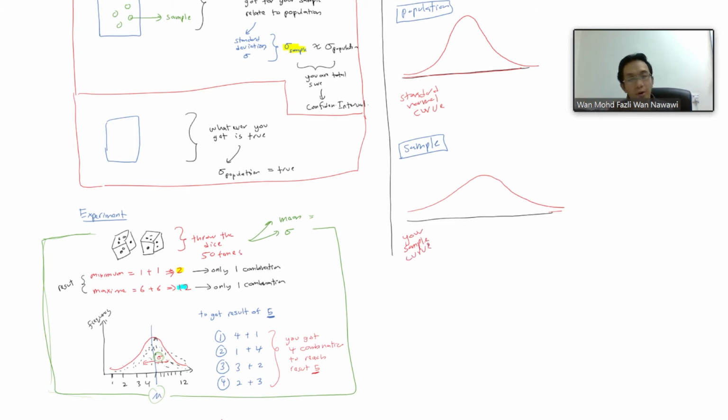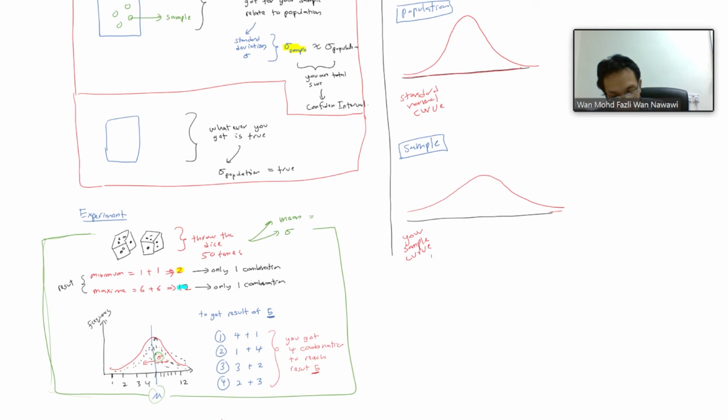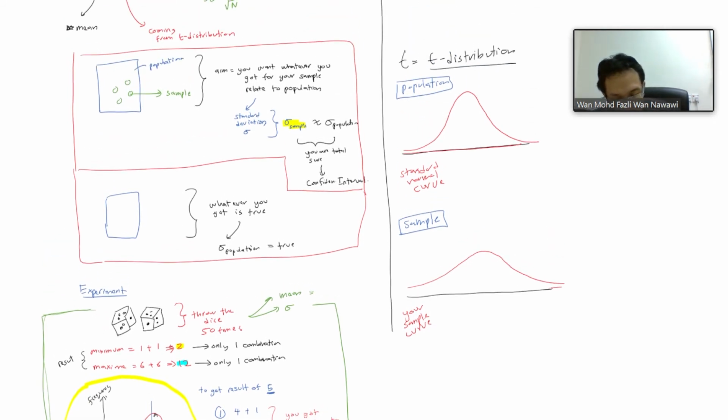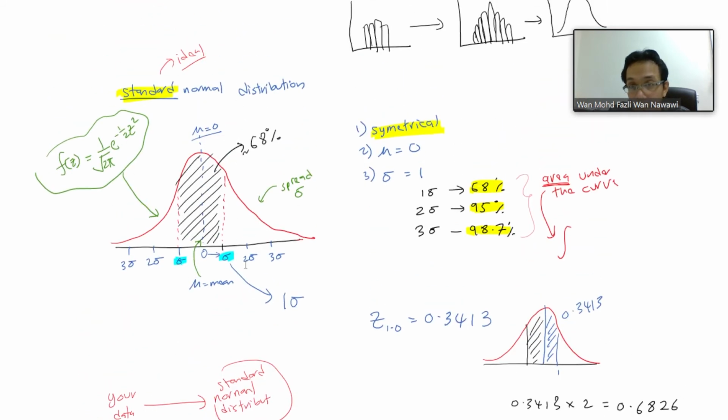In order to relate this curve to the standard normal curve, you need to do some conversion. The reason why you want to convert your curve to the standard normal curve is because, as we learned before in the last class, when you have the standard normal distribution, you can find the probability. The mu is at 0 and the standard deviation is 1.